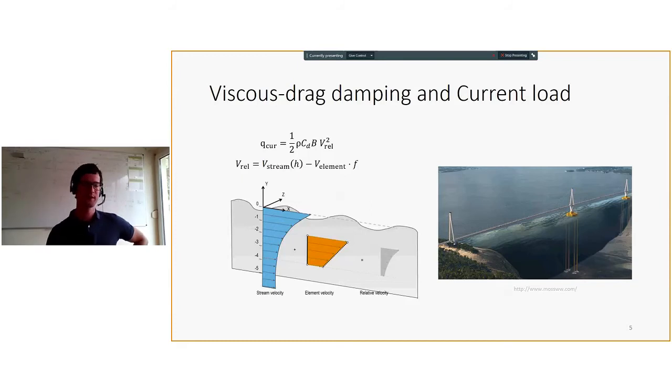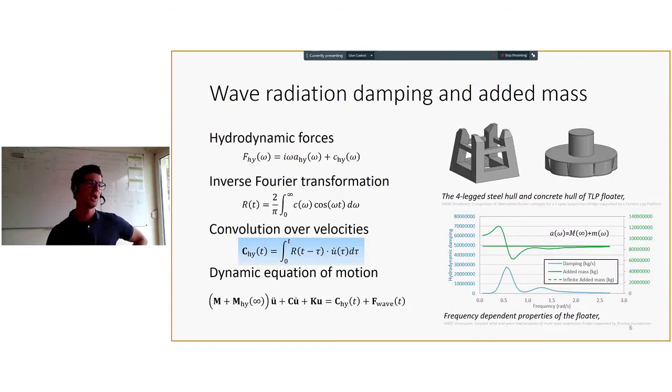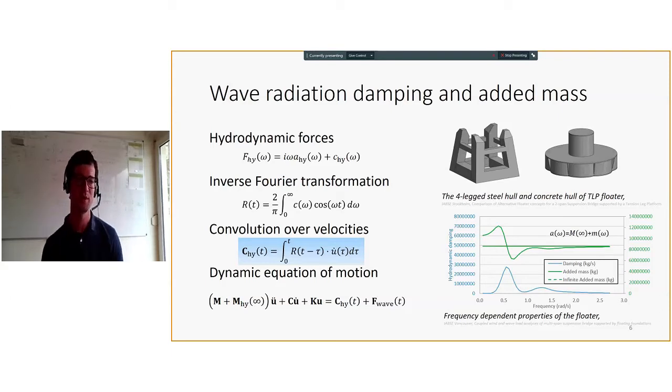The second thing that has been implemented is wave radiation damping and added mass. So to incorporate those effects in the dynamic equation of motion, we have to resolve them. These properties are frequency dependent. They are usually either measured in water with measurement objects or somehow numerically extracted. For this project they were always numerically extracted with panel methods. So we built an interface that is able to reproduce those forces.